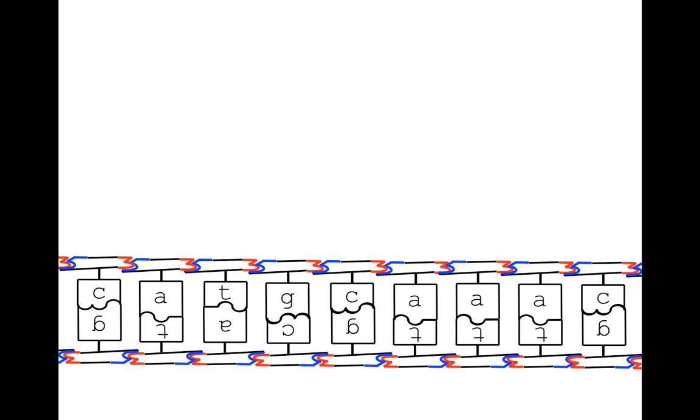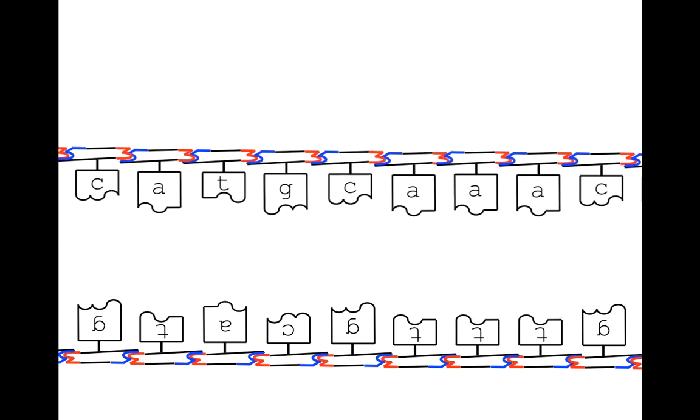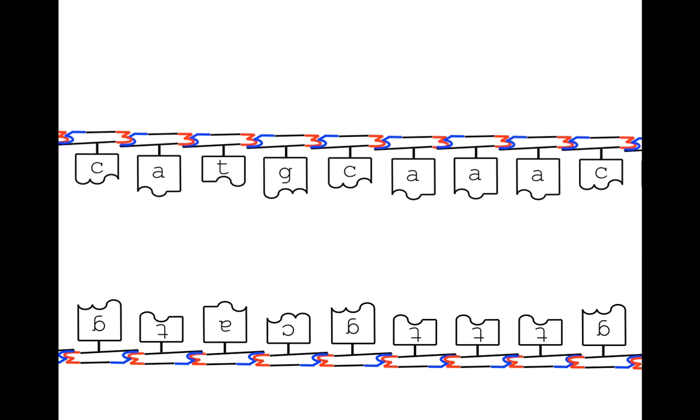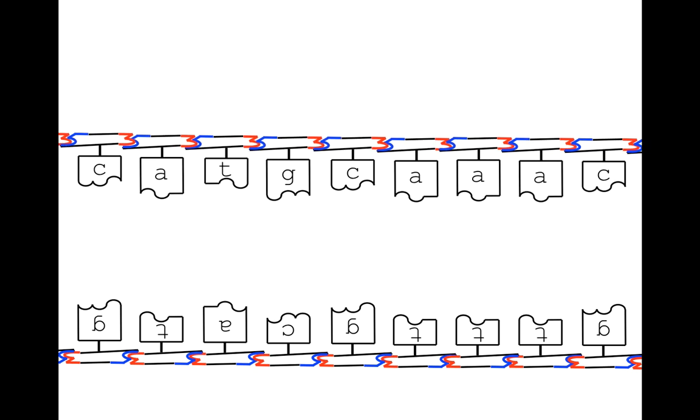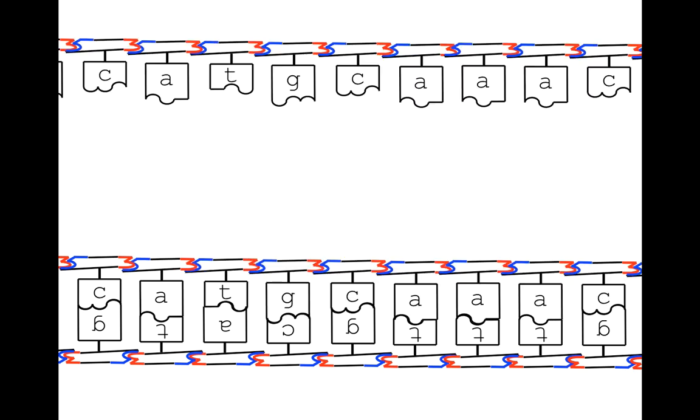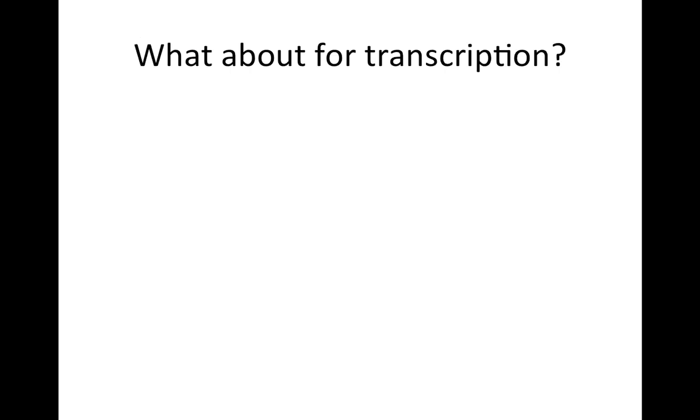Okay, so we learned that for DNA replication, when we create new DNA strands, we separate the two DNAs, and then base by base, we create these new strands. I'm sorry, for some reason this is a little bit slow. So base by base, we create our bottom strand, and then base by base, we create our top strand. I guess it's more than a little slow. Okay, so what about for transcription?